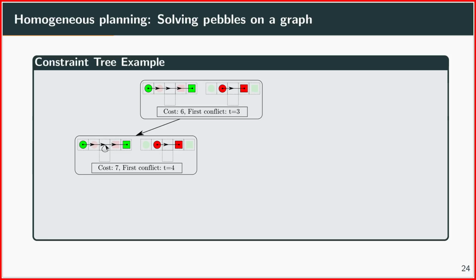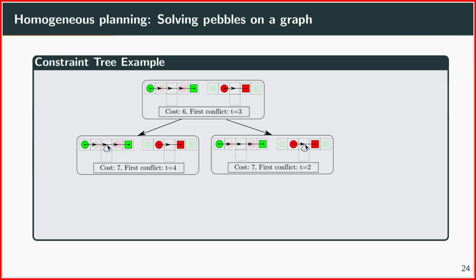So one is where the green robot is forbidden to be at the goal region here of the red robot. Then you do the same again what we did in the beginning. You compute the shortest path with the constraint enabled. So this gives you here a cost of 7 because the green robot just decides to wait once more so that it is not here at the goal region at time equals 3. And then you just have postponed the conflict to time 4.